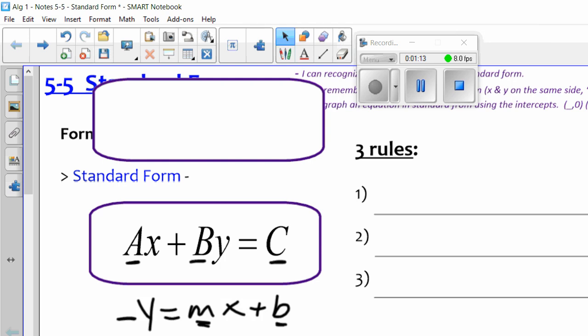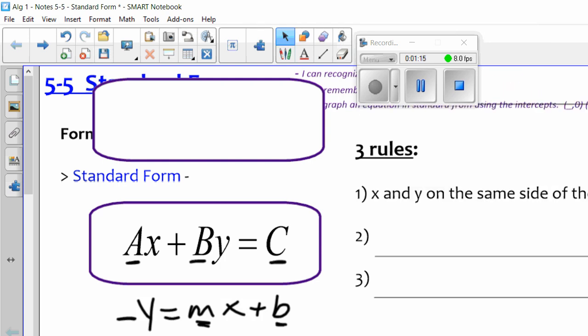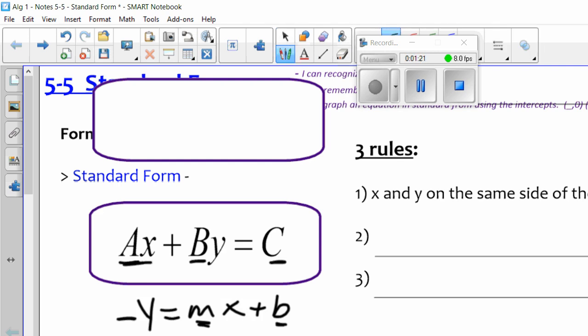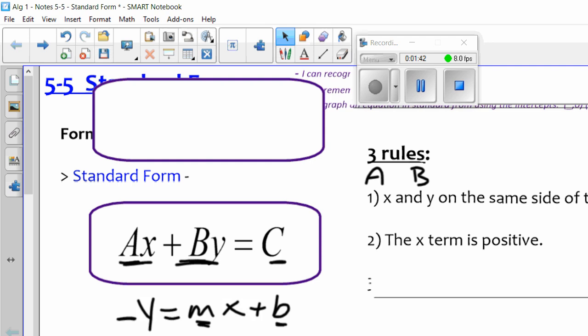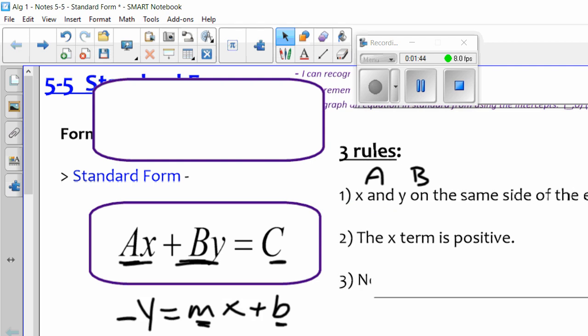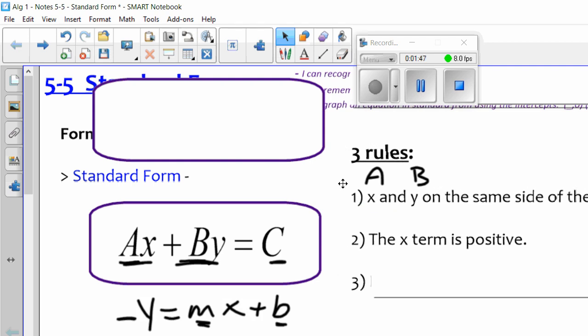So the first rule is that I need to get x and y on the same side of the equation. So basically, I've got to get it to look like this. Okay, so they have to be, and we always typically move them to the left-hand side. And I might say the A and the B need to be on the same side occasionally. It's just your X and Y too, because they're attached. Okay, rule number 2, the X term, the A, needs to be positive, okay?